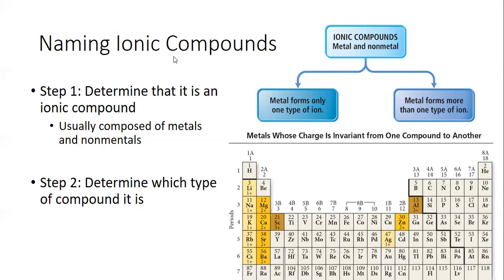Just as a refresher from what we did on Friday, we looked at naming ionic compounds. Remember, an ionic compound is made from a metal and a nonmetal, and there are two different ways to name ionic compounds depending on if it forms only one type of ion or more than one type of ion.